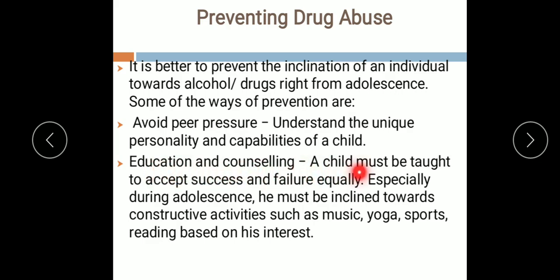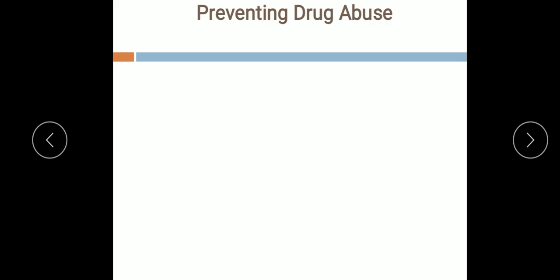Education and counseling: a child must be taught to accept success and failure equally. Everyone celebrates success, but no one comes and shares the feeling during the failure of a person. So a child must be taught to accept success and failure equally. Especially during adolescence, he must be inclined towards constructive activities like music, yoga, sports, and reading based on his interest.